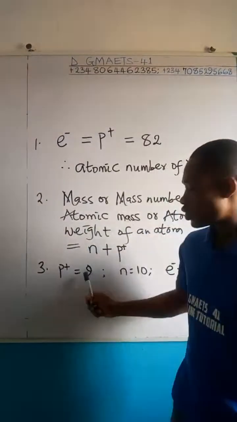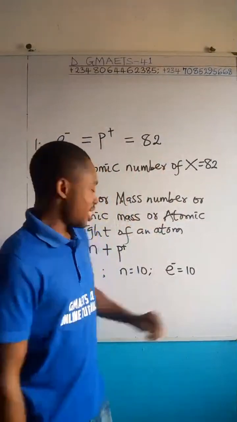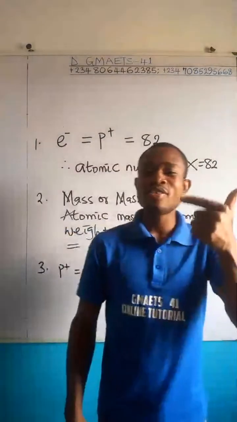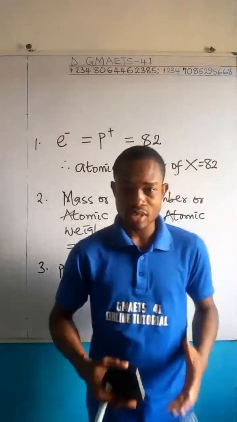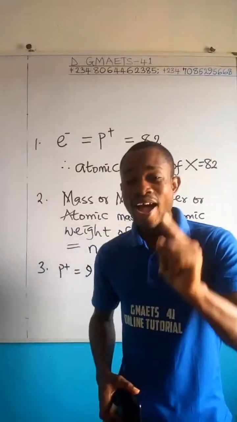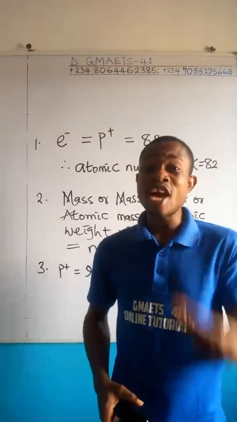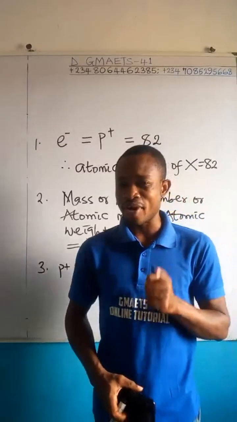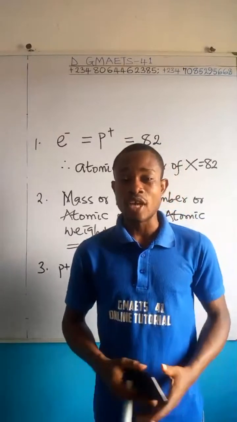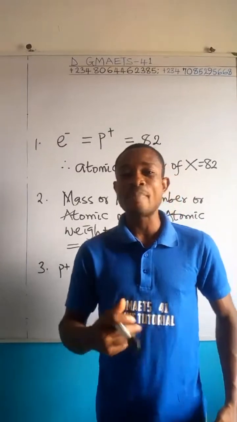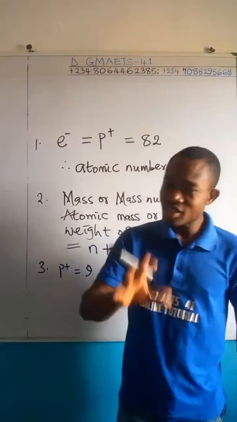The number of protons and the number of electrons are not equal. They are different. And what does that tell us? When the number of protons and number of electrons are different, it simply means that that atom has reacted. In our previous class, I also defined an ion, and we said that ions are obtained when atoms react, either by losing electrons or gaining electrons.